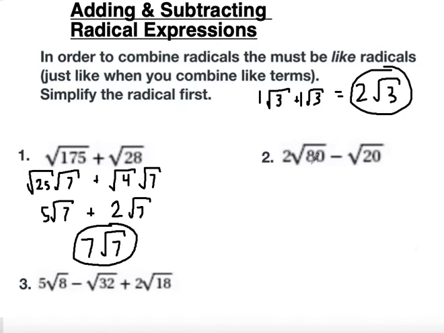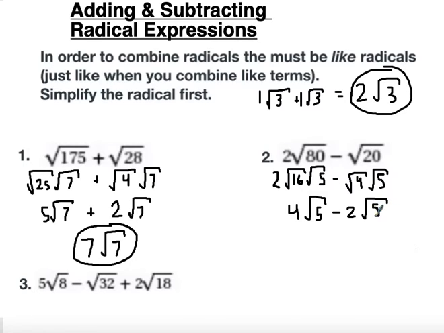Let's do this one over here on number 2. Again, they're not the same, but maybe they're not too different than we think. I know 20 can break down into 4 and 5, and I know this 80 can break down into 16 and 5. So, again, now look, they both have a 5 in common, right? So I can take this down, and I can say the square root of 16 is 4. Can't take the square root of 5. Square root of 4 is 2. Can't take the square root of 5.